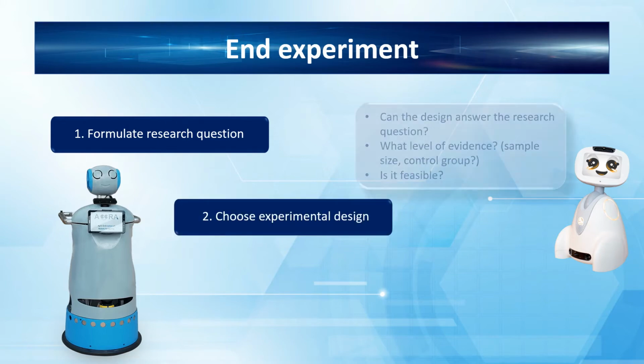The second step of the end experiment is to choose the experimental design. And you have to think critically if the design that you choose can really answer the research question. Another thing to look into is the level of evidence you want to achieve. And that has a consequence for the sample size and whether or not you have a control group in your experimental design.